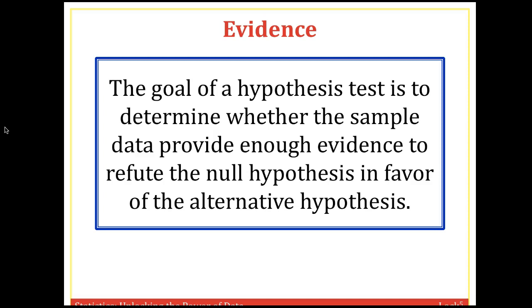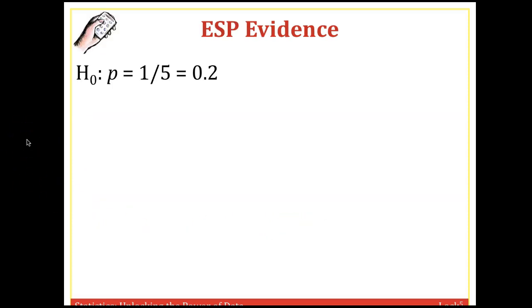Okay, so evidence. The goal of a hypothesis test is to determine whether the sample data provide enough evidence to refute the null hypothesis in favor of the alternative. The evidence should always support the alternative, but does it support it enough? So let's go back to the ESP example with the 5 playing cards that you're trying to guess. The null hypothesis is that p is 1/5. The alternative is p is greater than 1/5, because you assume that you could telepathically communicate the card to your partner.